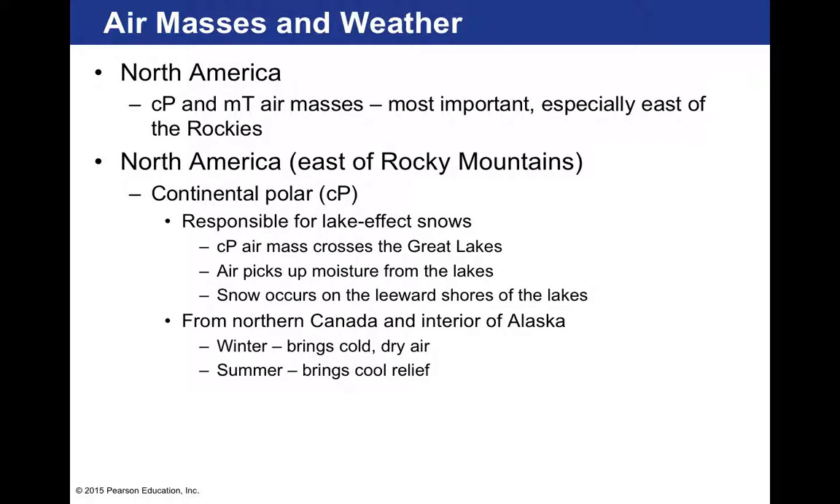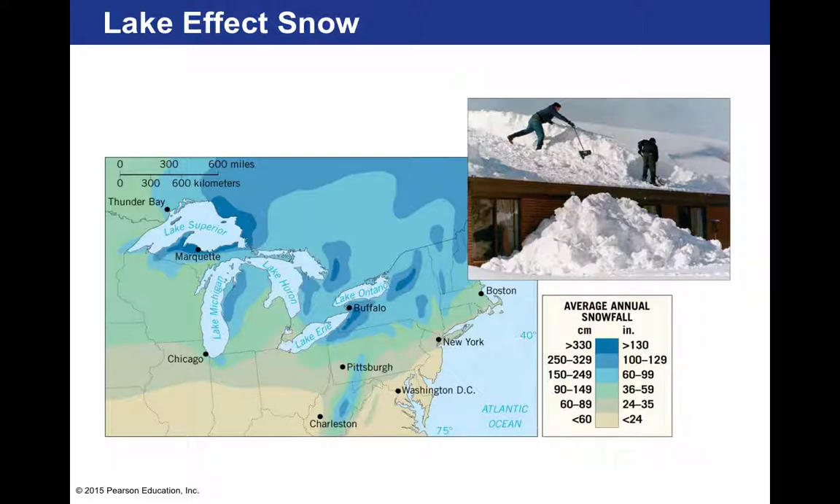From northern Canada and the interior of Alaska, this is where continental polar air masses originate. In the winter, they bring cold, dry air, and in the summer months, they bring cool, relieving air. This is just a plot showing you where lake effect snow is really predominant. You're going to notice that Michigan, New York State, more New England states in the United States are affected. But we are affected in Scranton. We get, on average, 36 to 59 inches of snow due to lake effect snow in the Scranton area.